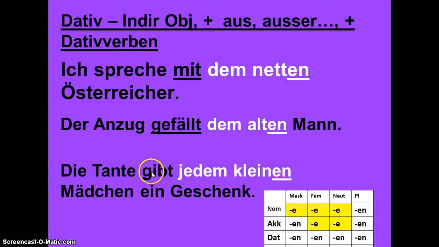Die Tante gibt jedem Mädchen ein Geschenk. Why is Mädchen dative? Well, the Tante is the subject. She's giving something. What's being given? The present. To whom? That's dative. To or for whom. It's an indirect object here. Mädchen's a das word. Keep in mind that's not feminine. So dative is jedem Mädchen, and every adjective ending in dative case, following this chart down here, gets an en.